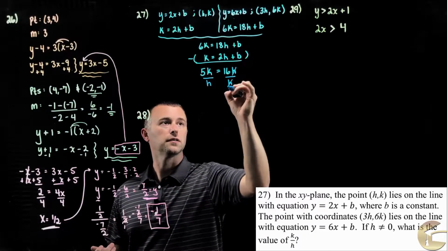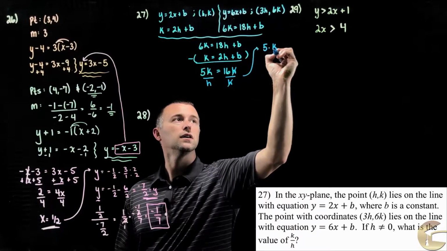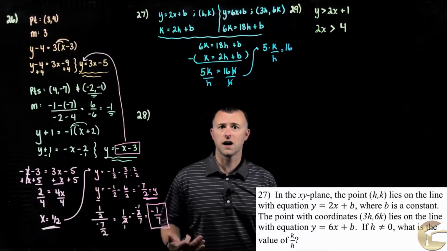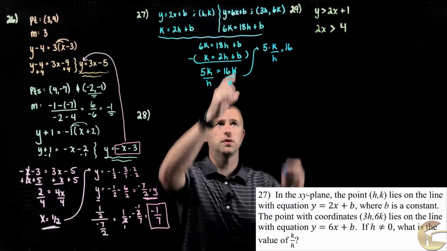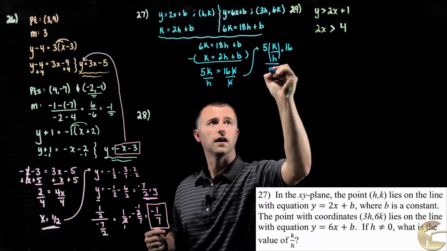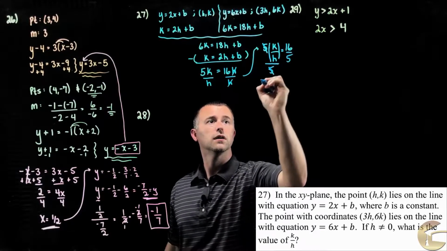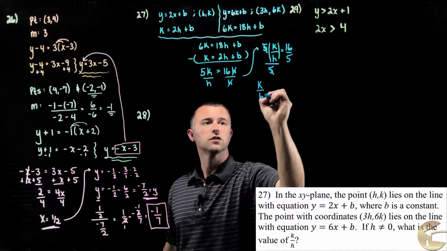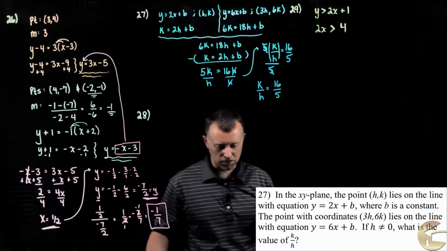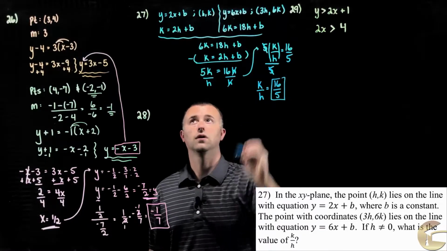Notice what you're left with. If you come over here, you have 5 times k over h is equal to 16. Well, I have to get rid of that 5 still. Well, it's being multiplied by this entire quantity, so I can divide by 5, and those will cancel. So that will come over here. So k over h is equal to 16 over 5. And this is a grid in, so that is going to be your answer for number 27.